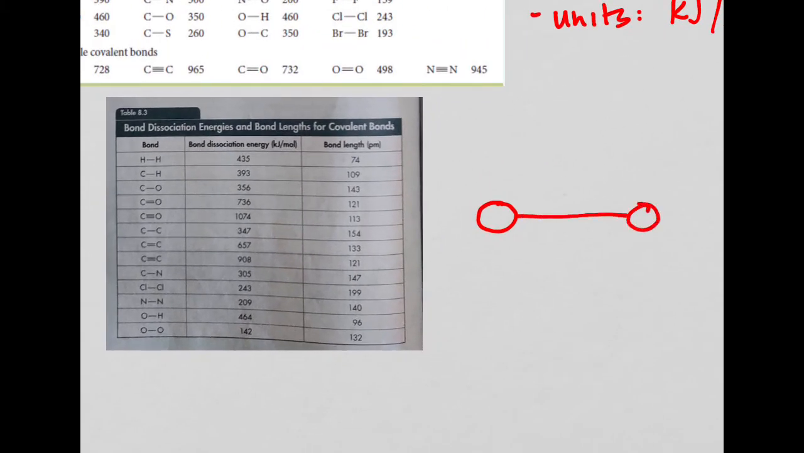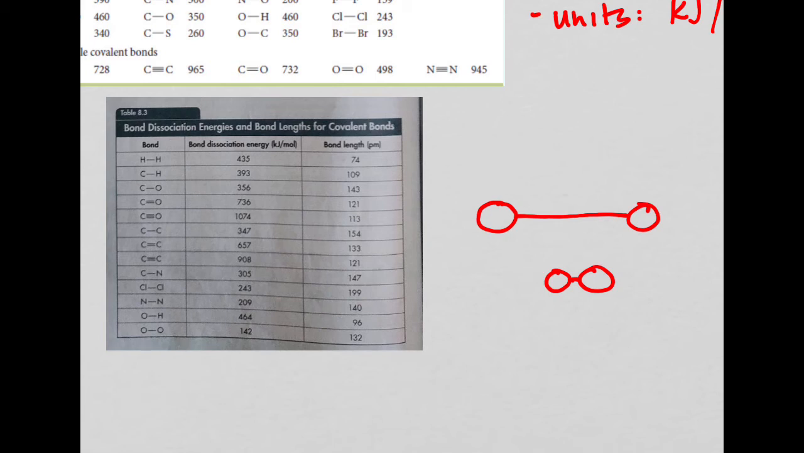If this is the bond length, that bond is going to be easier to break than a bond that has a very short bond length, right? I can't think of a good metaphor right now, but hopefully maybe you can think of a metaphor. Share it with me if you can. So it's easier to break this longer bond than it is to break this shorter bond.